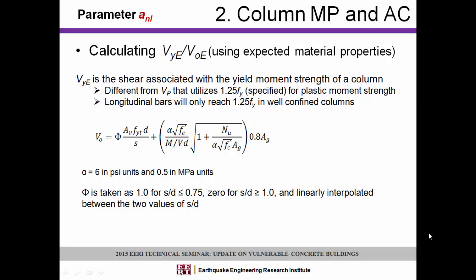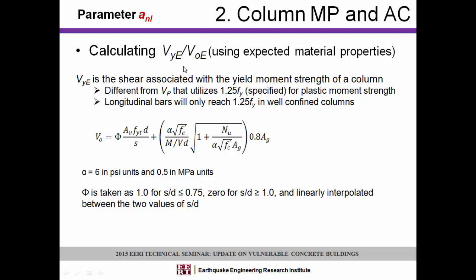There are also some changes in how you estimate that Vy over V naught. This is the shear strength equation that Professor Maley has presented this morning. It is by Sezen and Moehle. This is currently in ASCE 41. The big change here is that instead of Vp, we used Vy with expected material properties. So it's not the Vp that uses 1.25 Fy, but rather it is the V at yield, so the yield moment with expected material properties.